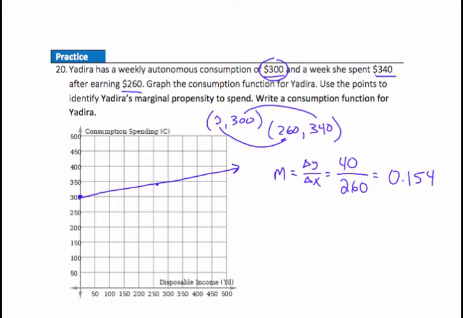Okay, once we have now her marginal propensity to spend, then we're ready to write the consumption function for her. So her consumption is going to be her marginal propensity to spend times her disposable income, and then plus her autonomous spending, which was $300 a week.